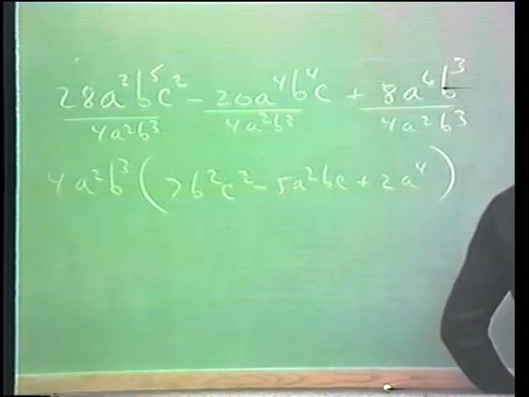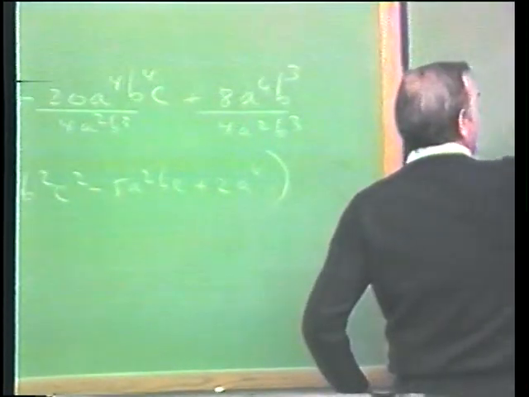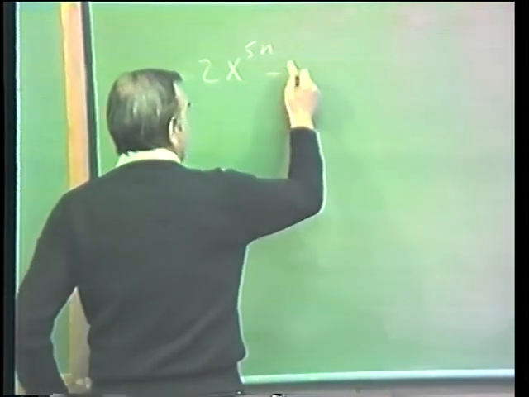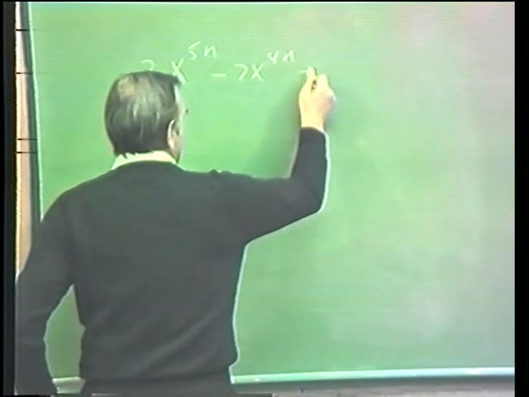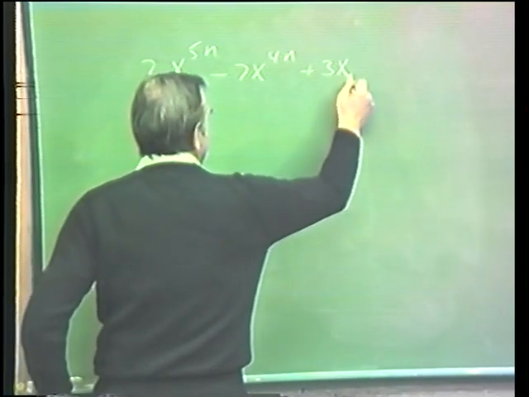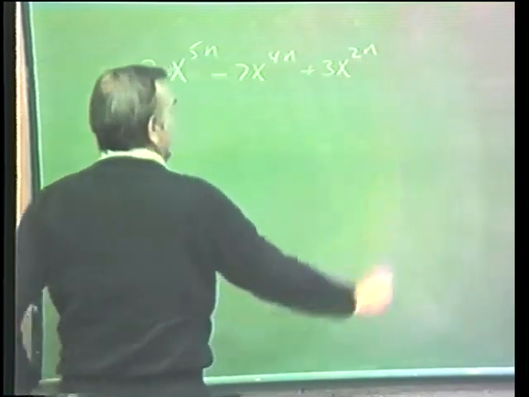Let's suppose I have 2x to the 5n minus 7x to the 4n plus 3x to the 2n.